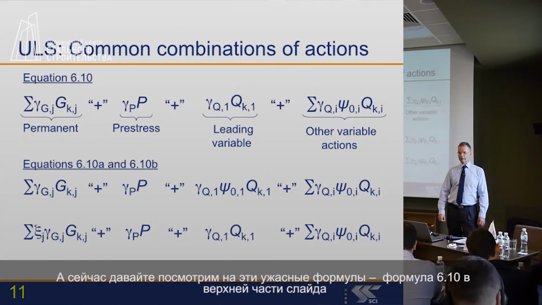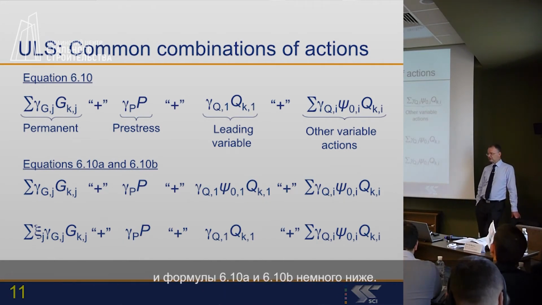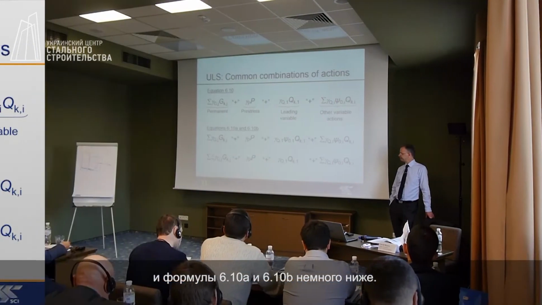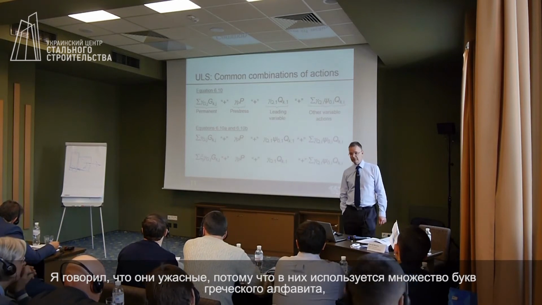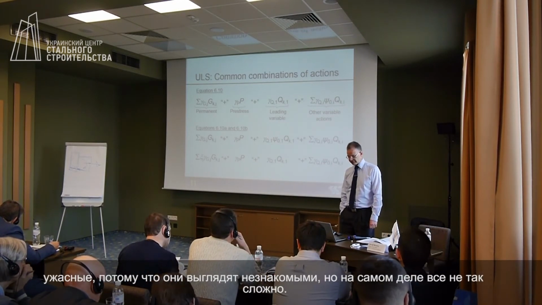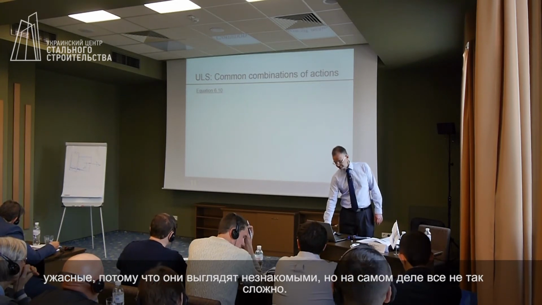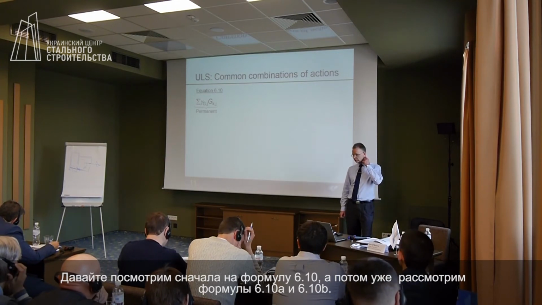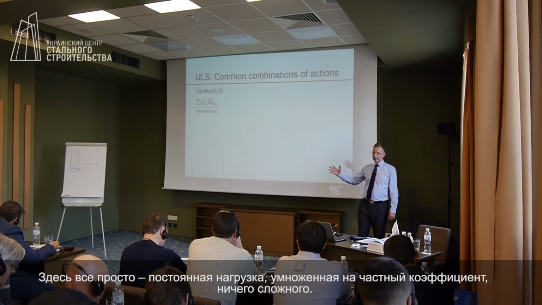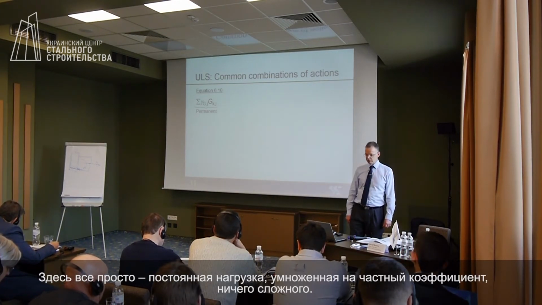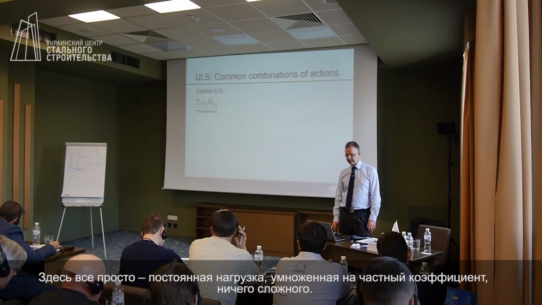Here then is the full horror of these expressions, 610 at the top, 610A and 610B. Horrible, I think, because of the Greek symbols. Horrible because it looks unfamiliar, but actually I suggest it's very straightforward. Let's have a look at 610 first of all, and then we'll look at 610A and 610B. This is simply the permanent actions multiplied by a partial factor. It's no more complicated than that.